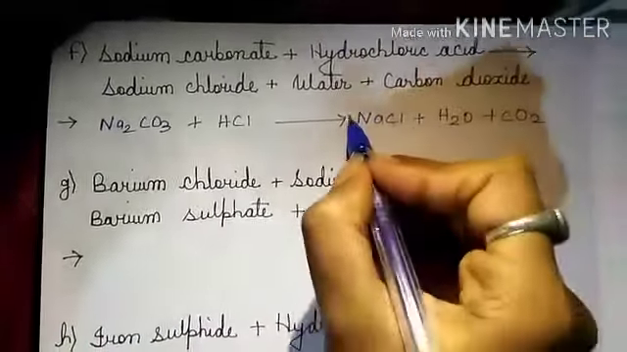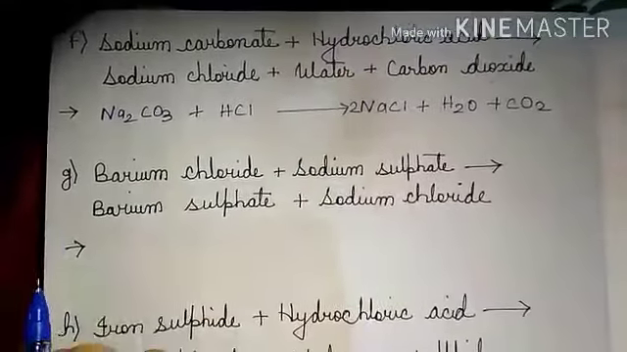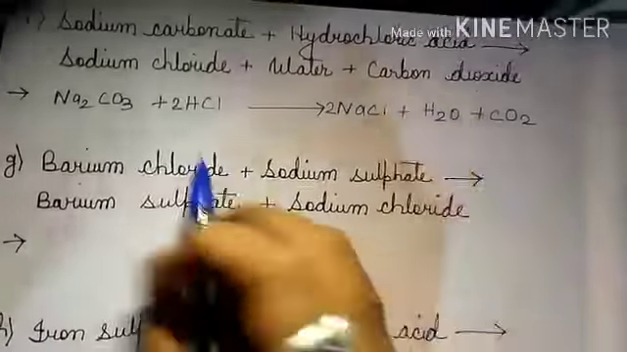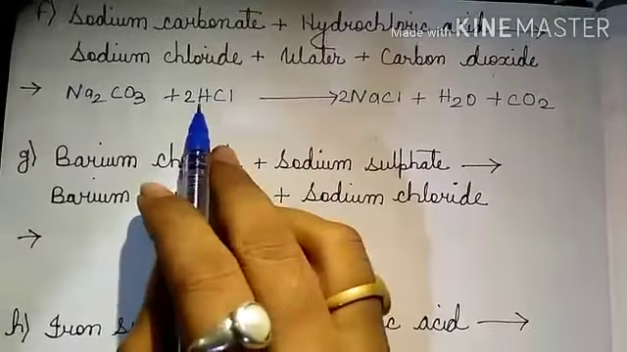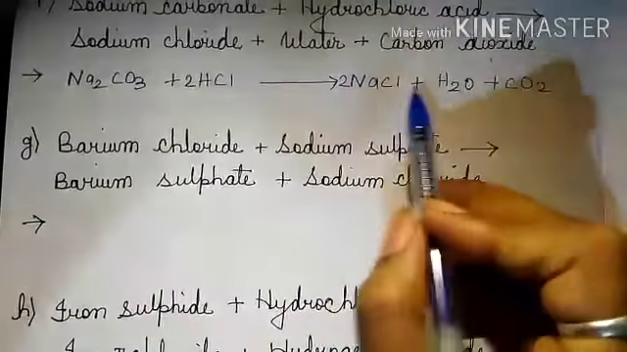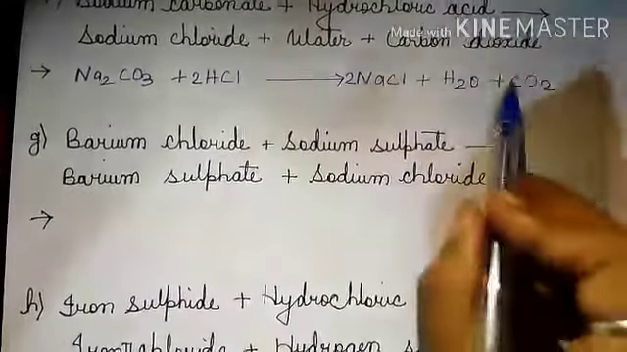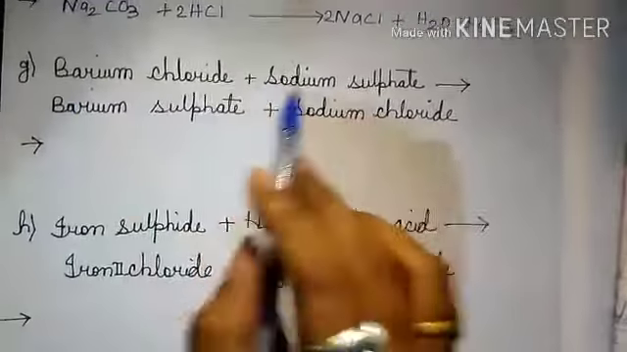So we have to balance sodium and also hydrogen. For balancing sodium, we will multiply NaCl by 2, and we will also multiply HCl by 2 on the reactant side. Now the equation is our balanced equation. There are 2 hydrogen atoms, 2 sodium atoms, and 2 chlorine atoms on both sides.